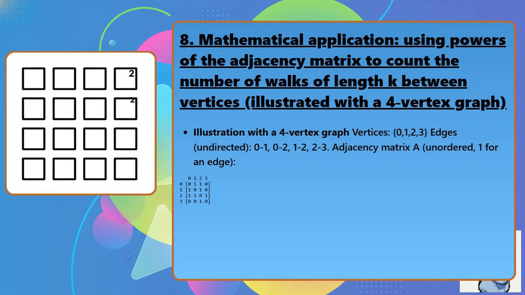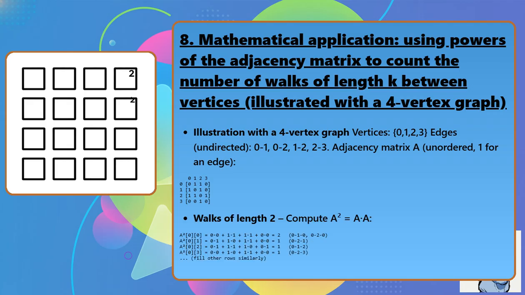Adjacency matrix A, undirected, 1 for an edge, is as follows: row 0: 0, 1, 1, 0; row 1: 1, 0, 1, 0; row 2: 1, 1, 0, 1; row 3: 0, 0, 1, 0. Walks of length 2. Compute A squared equals A times A.